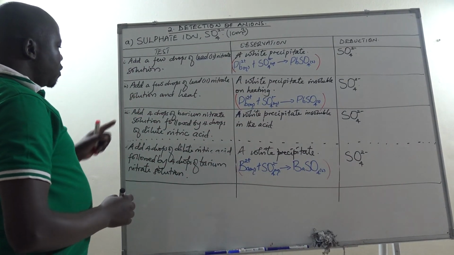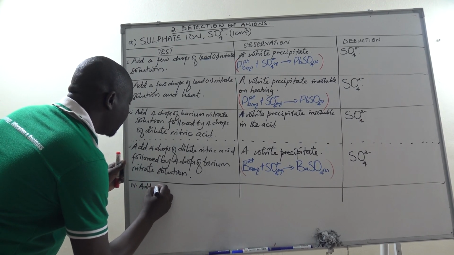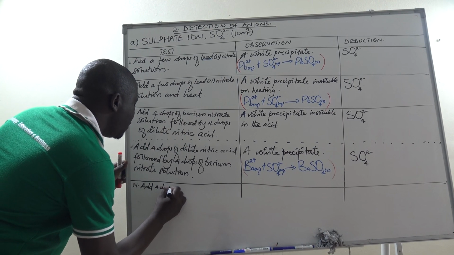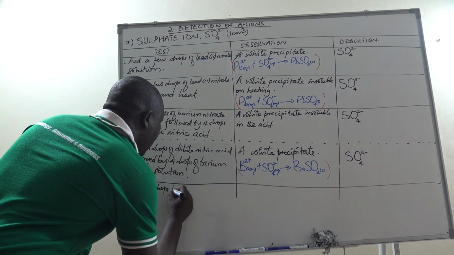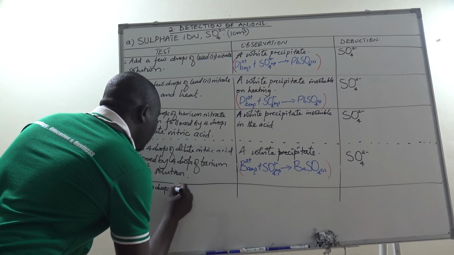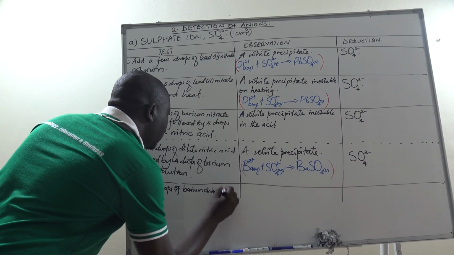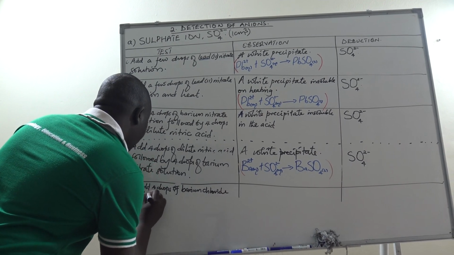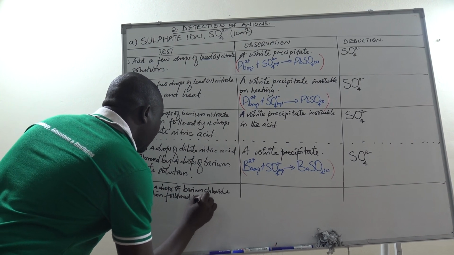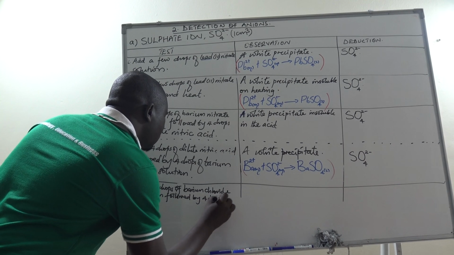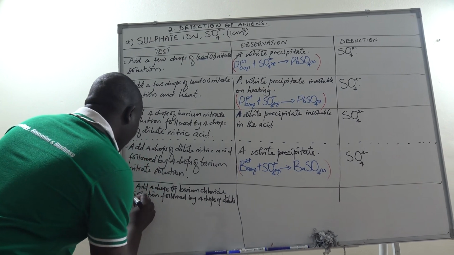Then we can also use, that is, we can add 4 drops. Instead of using barium nitrate solution, we can also use another soluble salt of barium, that is barium chloride solution. Add 4 drops of barium chloride solution, followed by 4 drops of dilute hydrochloric acid.